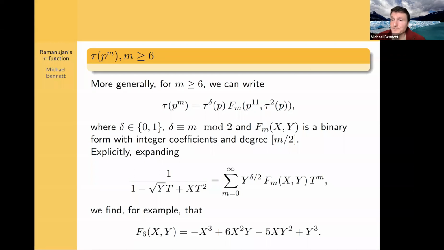And then the remaining bit is a degree m over 2 binary form in p to the 11 and tau squared of p. So for degree 4, it was a quadratic form. For degree 6, it's a cubic form. And in fact, it's this cubic form right here, I have it at the bottom. So in general, it's a degree m over 2 form.